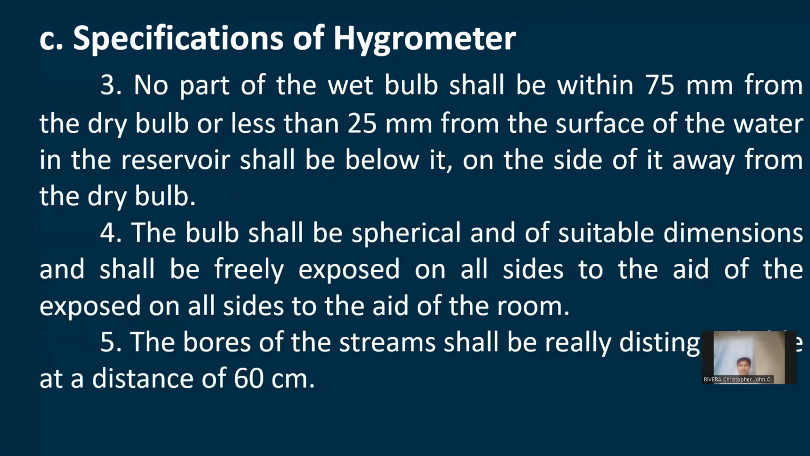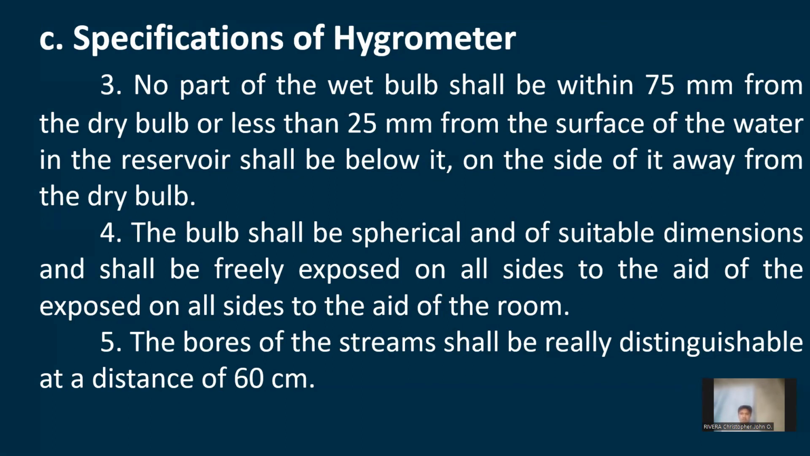So three, no part of wet bulb shall be within 75 millimeter from the dry bulb or less than 25 millimeter from the surface of water, and the reservoir shall be below it, on the side of it, away from the dry bulb. The bulb shall be spherical and of suitable dimensions, and shall be freely exposed on all sides to the air of the room.